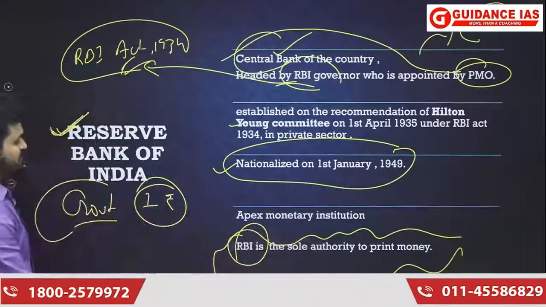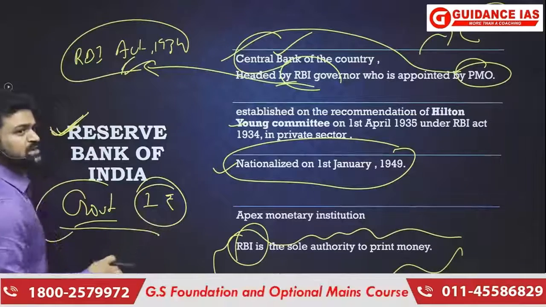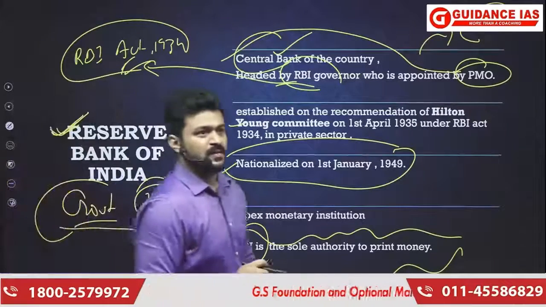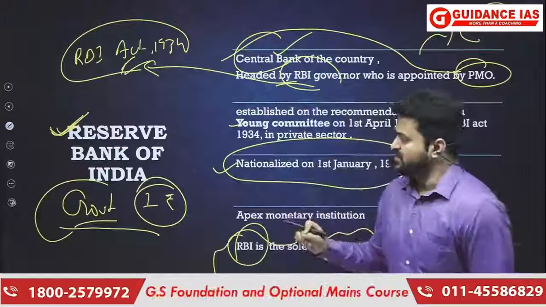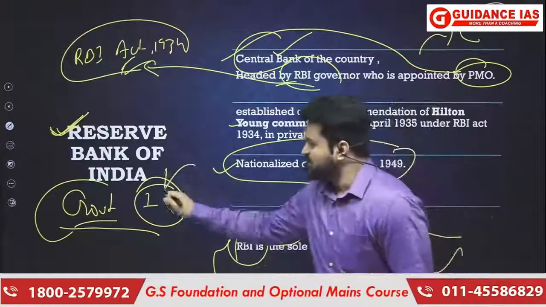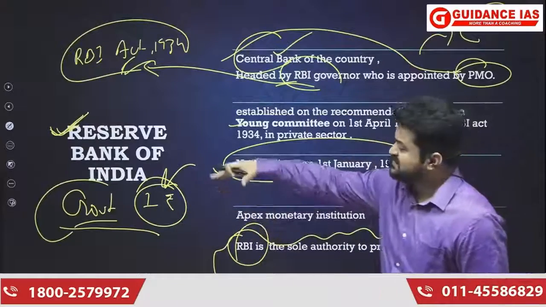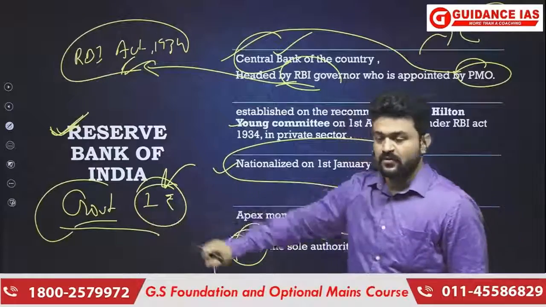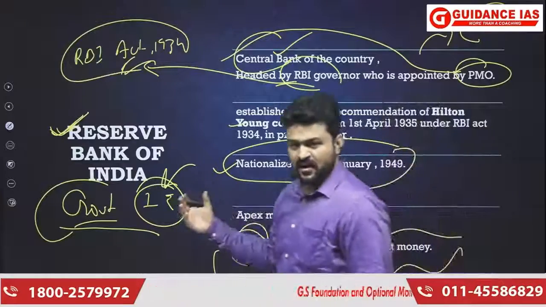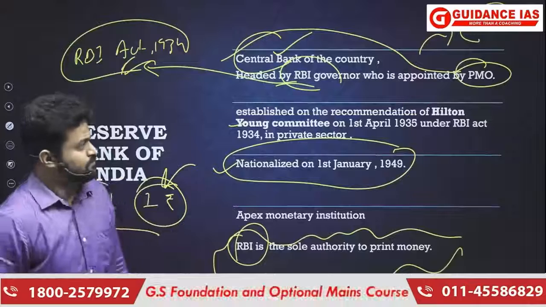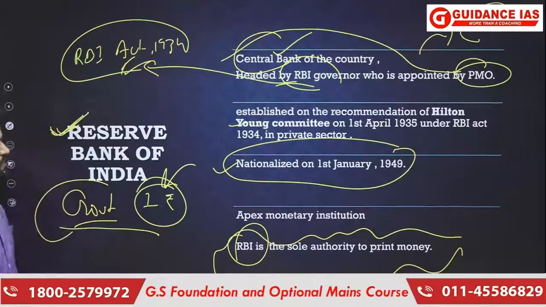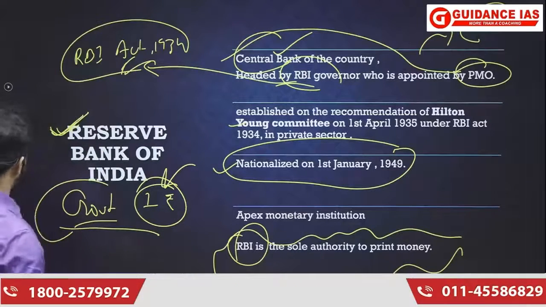Okay, why is this so? Because 1 rupee is actually a token legal tender money. It is actually a token money, which is a kind of guarantee. It is an asset in itself. Okay, that is why it is not signed by the RBI governor. Okay, let us see further.